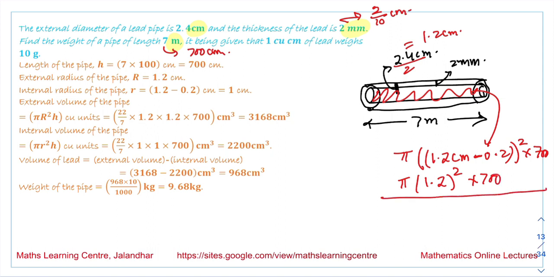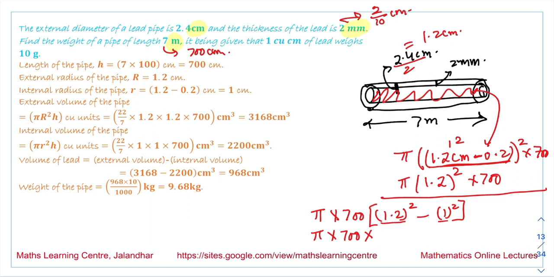So what is the volume of the lead? It is pi into 700 common, and what we are left with over here is 1 square. So it is 1.2 square minus 1 square, so it is pi into 700 into, this is a square minus b square, so it is 2.2 into 0.2. Now the unit for this is centimeter cube. So this is the volume of the lead.